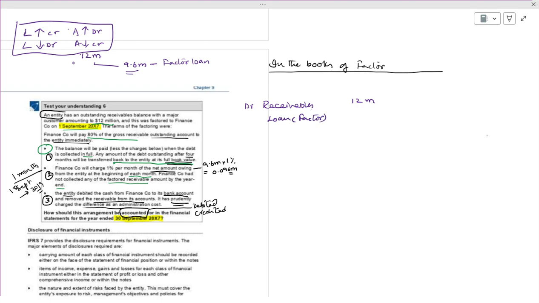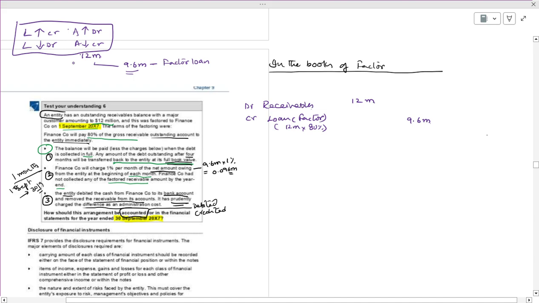Is it a loan as a factor? If it is a loan, it will be credit. How much are they giving as a loan? 12 million times 80%. They are taking our receivables and giving us a loan. How much are they giving? 9.6 million.